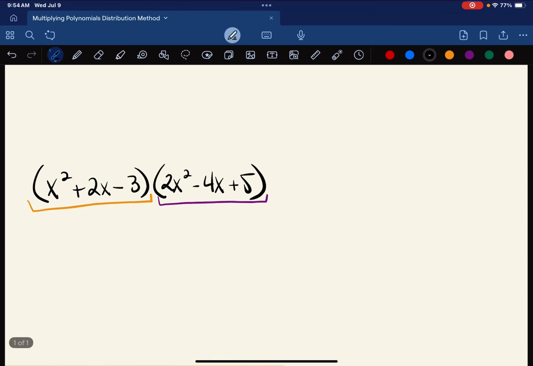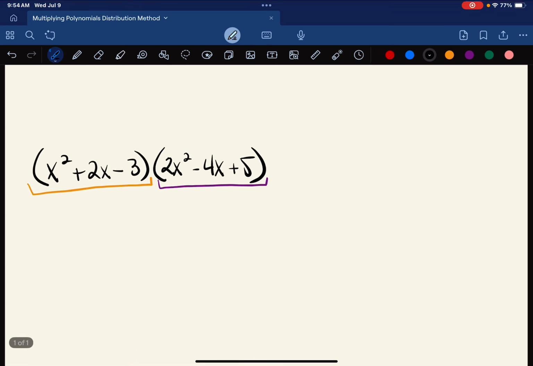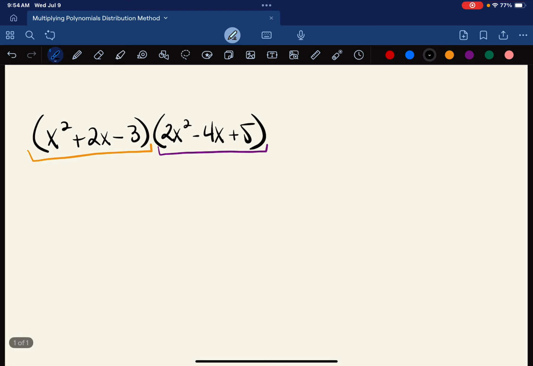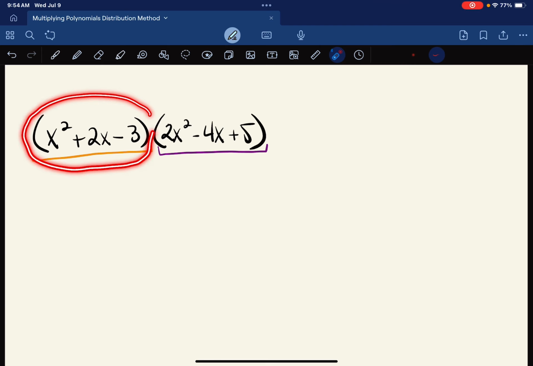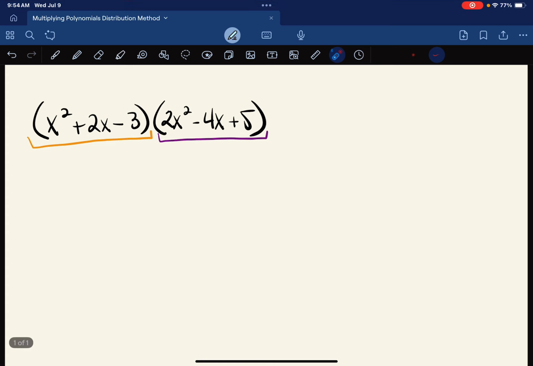The same is going to be true if I am multiplying trinomials together. So I've got 2 trinomials. Remember that every single term in this first set of parentheses has to be multiplied to every single term in the second set of parentheses. So that's what we're going to do step by step.